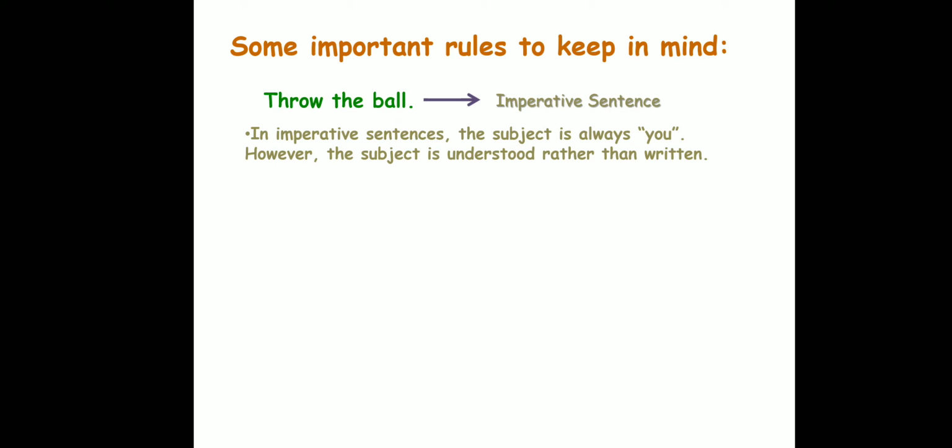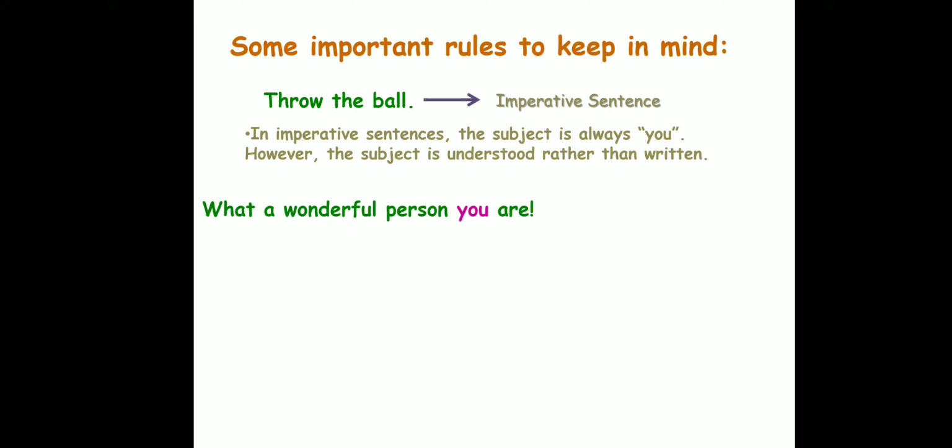Is that clear? So in imperative sentences, the subject is always you. However, the subject is understood rather than written. It is not necessary that the subject will be written. Okay, you have to just understand. So whenever you get such a sentence like throw the ball or open the door, and the question asks you to point out the subject and predicate, in brackets you can just write you is the subject. Okay.